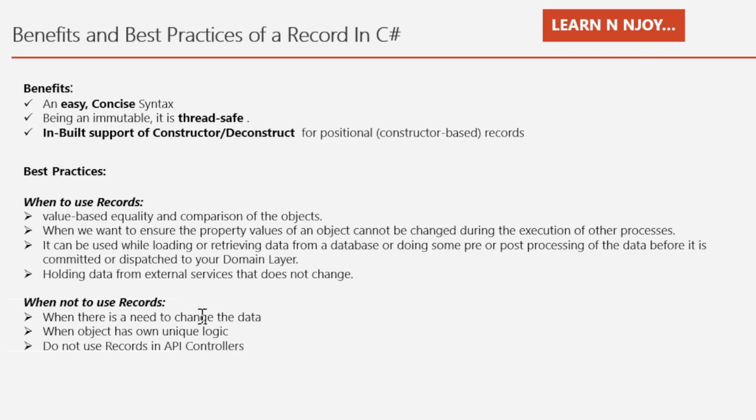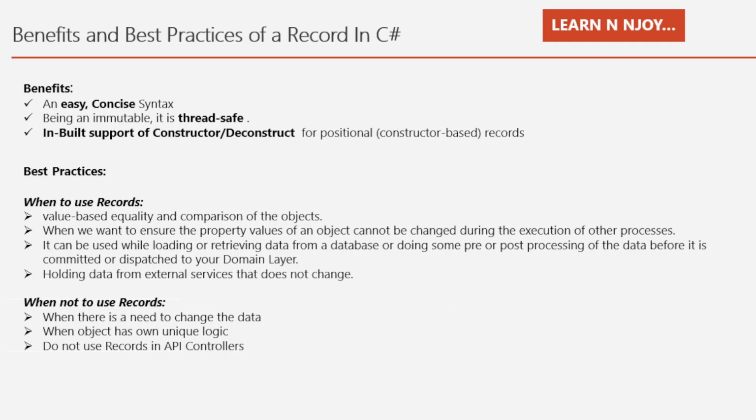When not to use records, number one, when there is a need to change the data. So there is a requirement where the data changes can happen. So in that case, we should not use records. Number two, when the object has its own unique logic. Number three, do not use records in the API controller. So basically, these are the benefits and best practices associated with the records in C#.